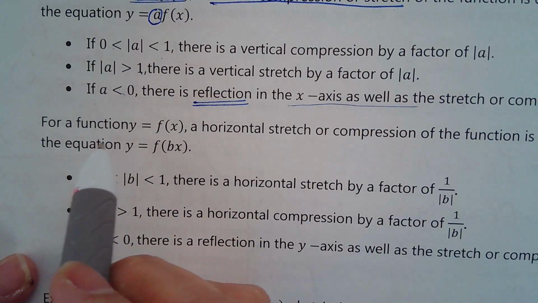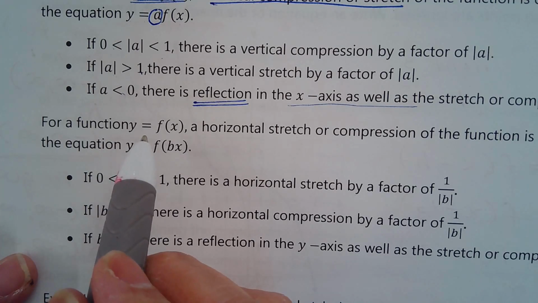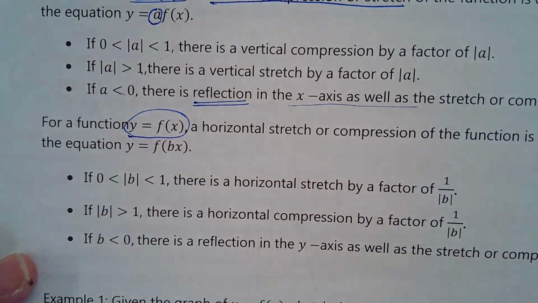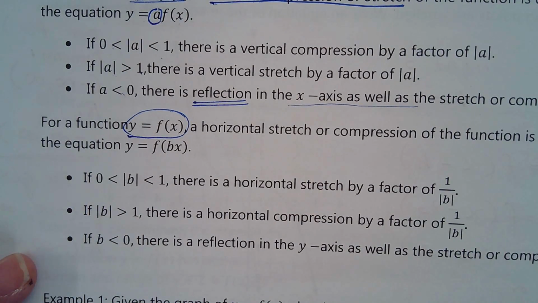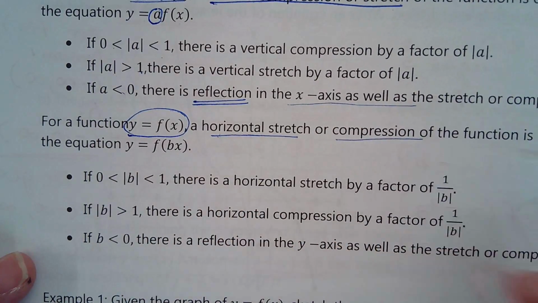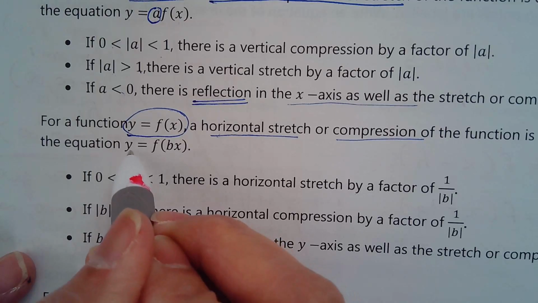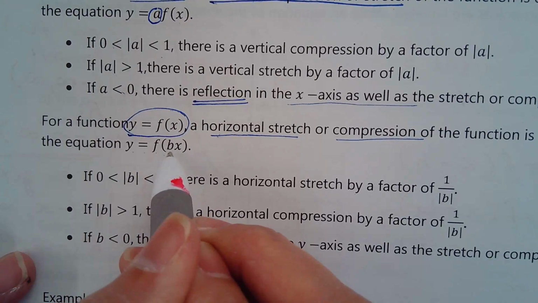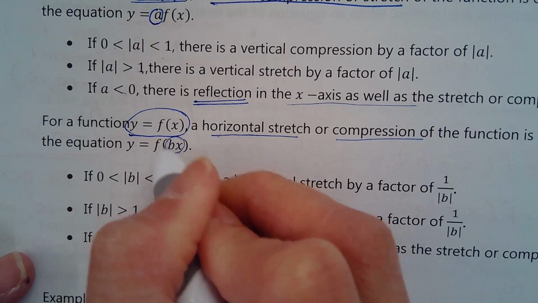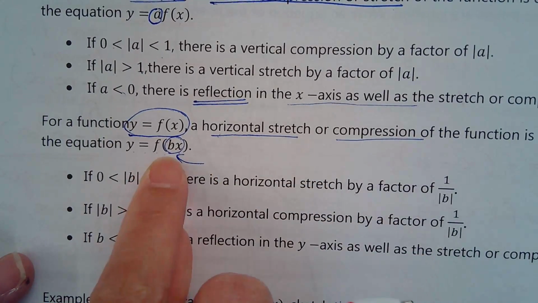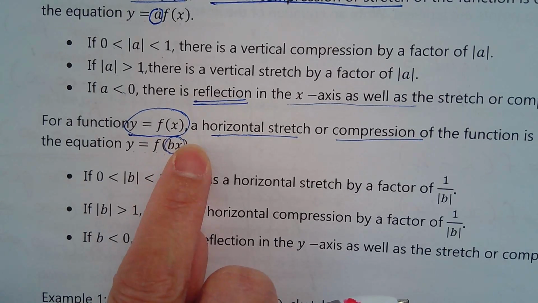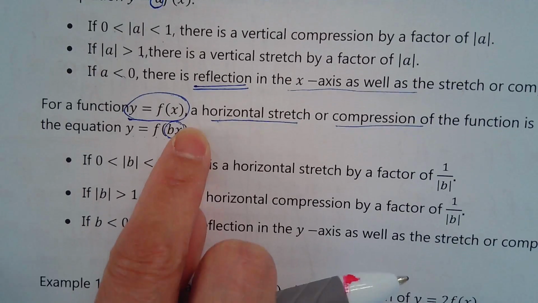Now, what about this one? For a function y equals f of x, again, it's a general function. We don't know what that function is, so we call it f of x. A horizontal stretch or compression is defined by the equation y equals f of b times x. So looking at this one here, it's affecting the b times x. And what does it say?